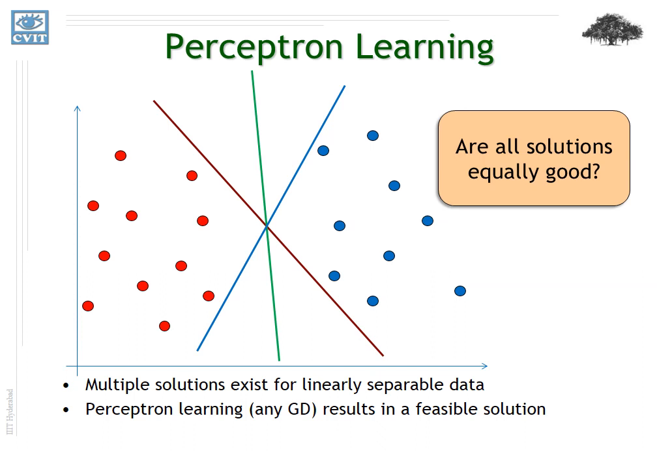Now the question that we are asking here is, are all these solutions equally good? Well, we might have an intuition that maybe the green line is somehow better than the red line or the blue line here, due to the fact that the green line is in fact farther away from all the sets of points, and hence it is likely to correctly classify a future point which might be slightly different from what is existing in the training samples.